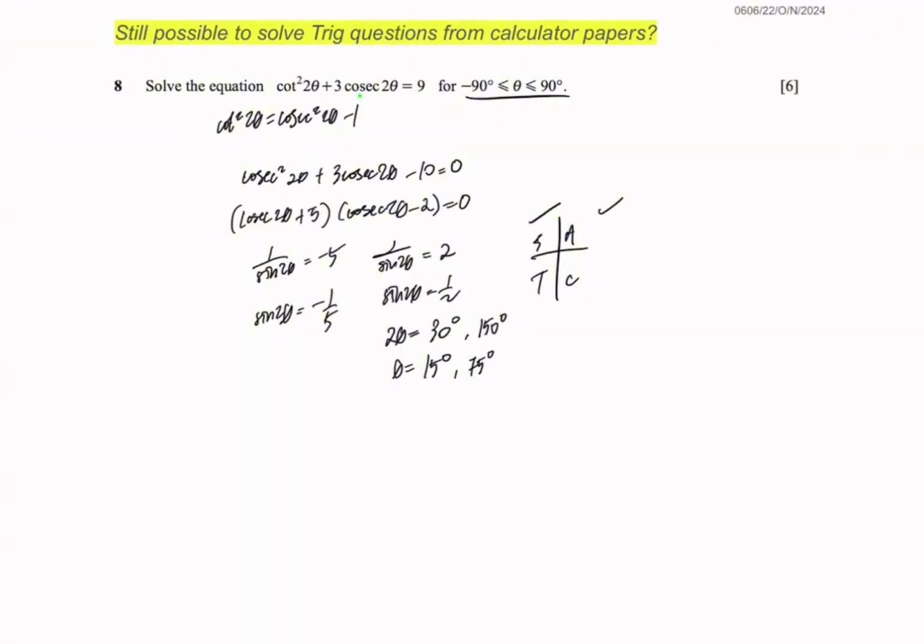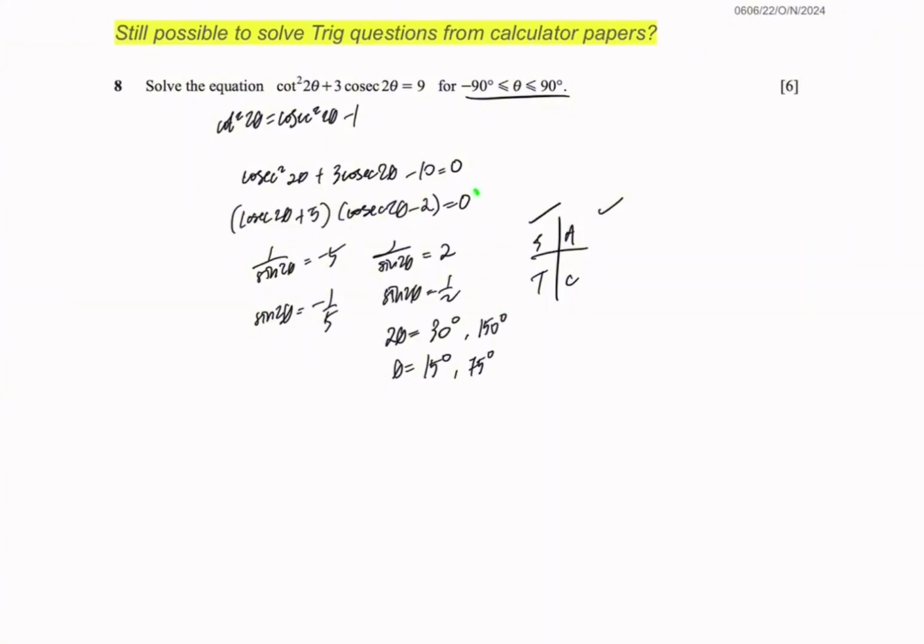And then after I got this, I substituted it into this part. So basically I wrote cosec squared 2 theta plus 3 cosec 2 theta, and then I bring 9 to the left side. Minus 1 minus 9 is minus 10, and then it's equal to 0.